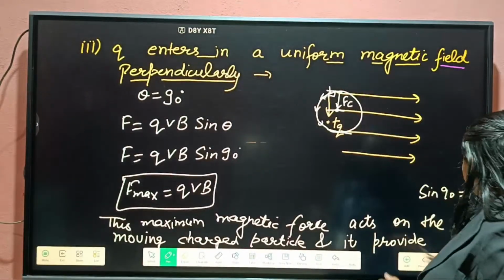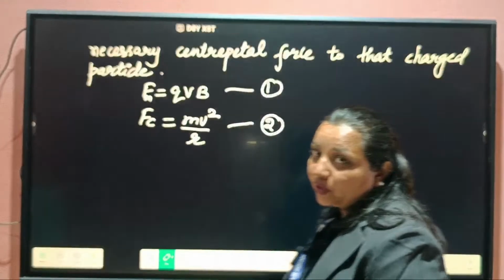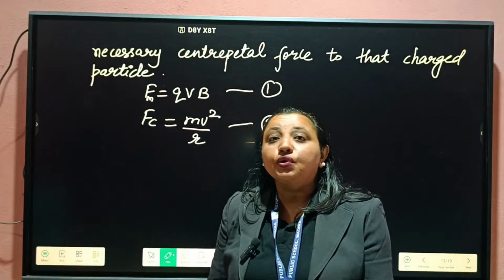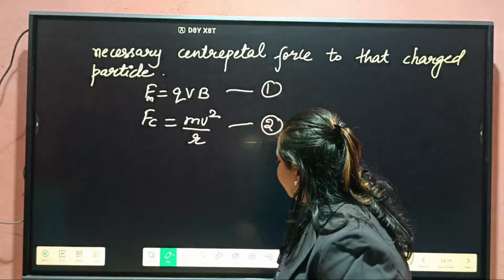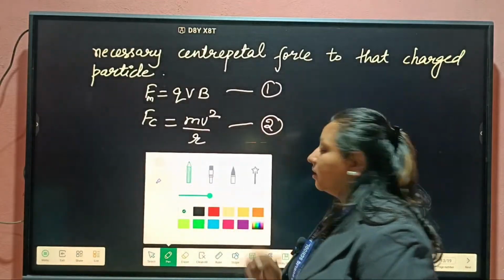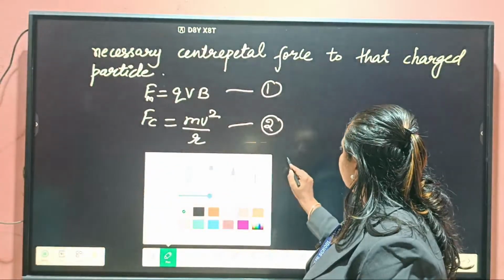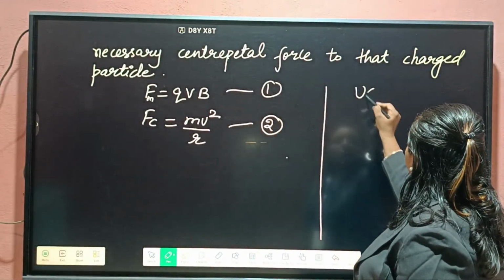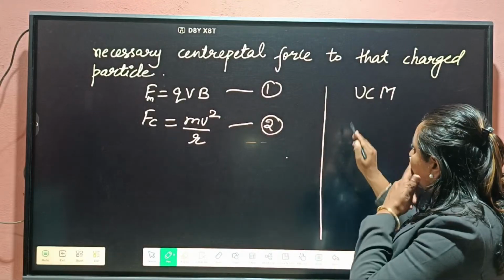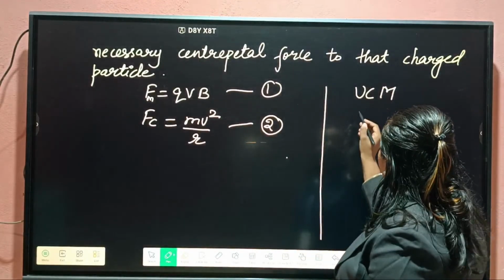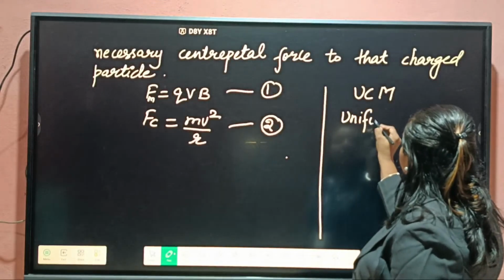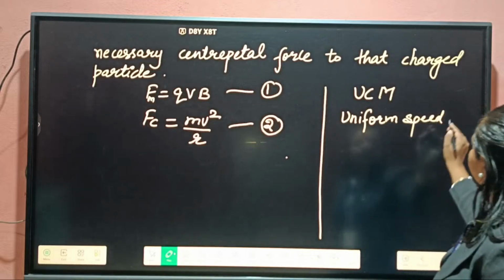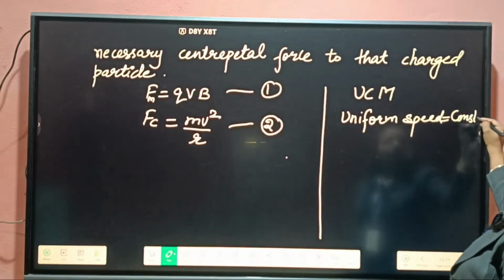So what happens? What you have to remember is that you have to apply the rules or phenomena which are used in uniform circular motion. So what is uniform circular motion? Maximum force is acting on it here, so it follows uniform circular motion. So what happens in uniform circular motion? If we talk about UCM, uniform circular motion means it has uniform speed, okay? The speed of that charged particle remains uniform. Uniform speed means the speed remains constant, right?